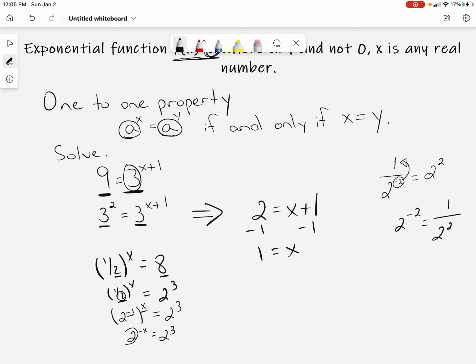Now I have the same base. I have a 2 here and I have a 2 here. So I can set my exponents equal to each other. I get -x equals 3, or x equals -3. All right.